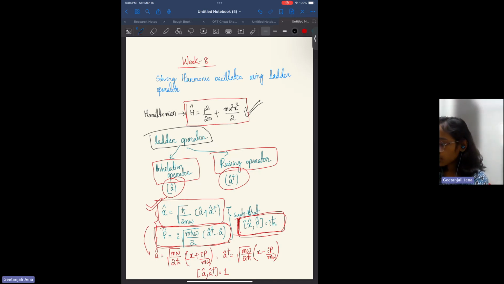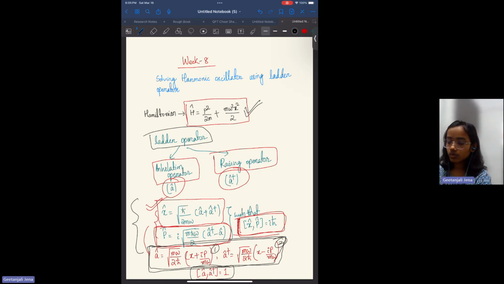Now using these two equations, you can solve for the raising operator, how it can be expressed in terms of position and momentum representation, and the lowering operator in terms of position and momentum representation, which is given by this equation. Now if you take these two expressions, expression one and expression two, then what you see is the commutation relation is now given by this form: [A, A dagger] is equal to 1.